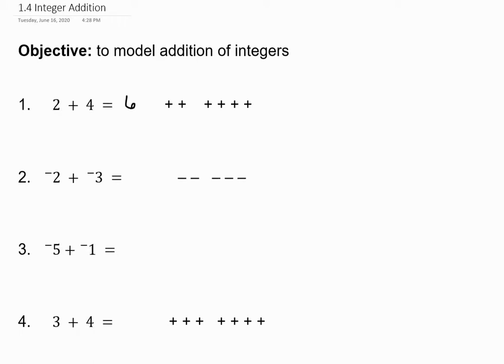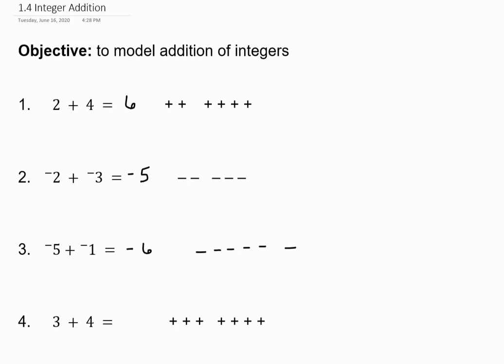Problem 2, negative 2 plus negative 3, so I have 2 negatives and 3 more negatives, so altogether I have 5 negatives. Problem 3 is negative 5 plus negative 1, so I have 1, 2, 3, 4, 5 negatives and 1 more negative, so altogether I have 6 negatives.